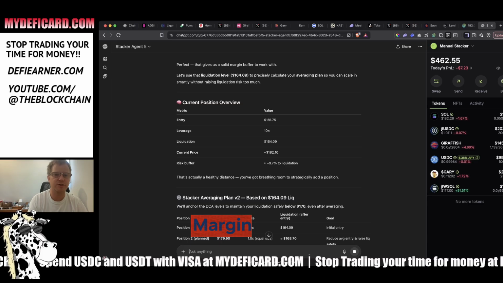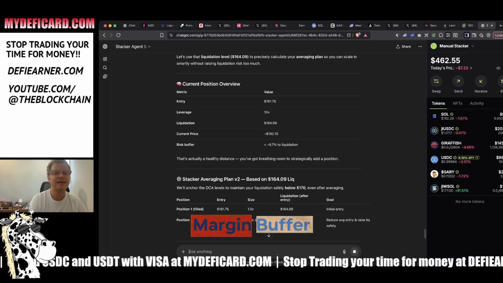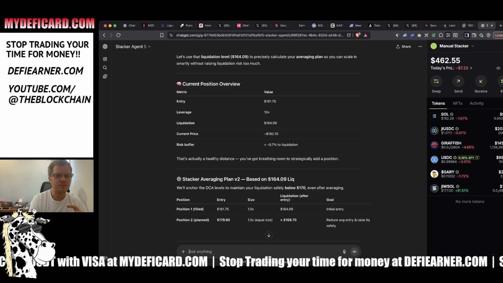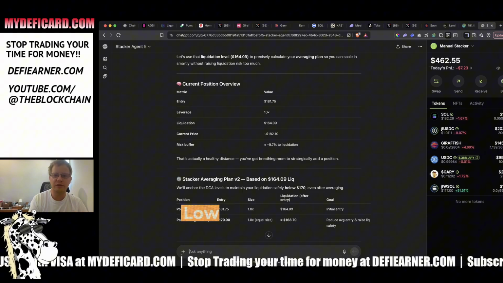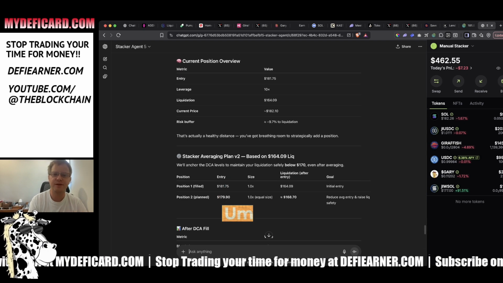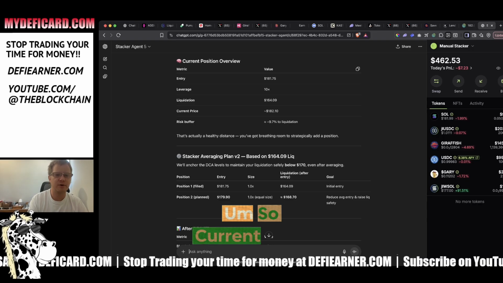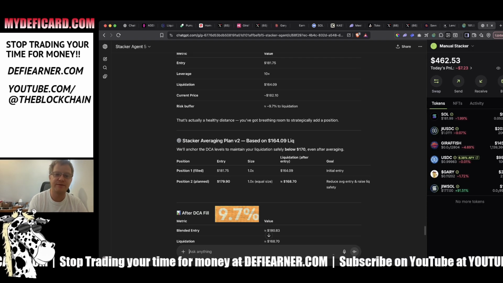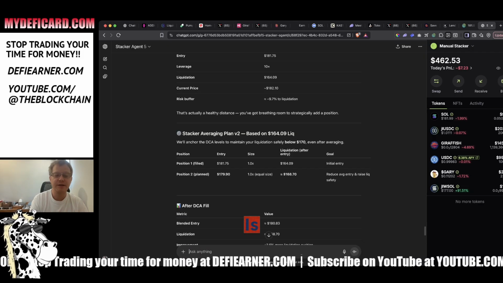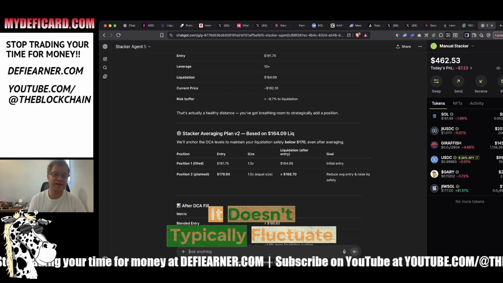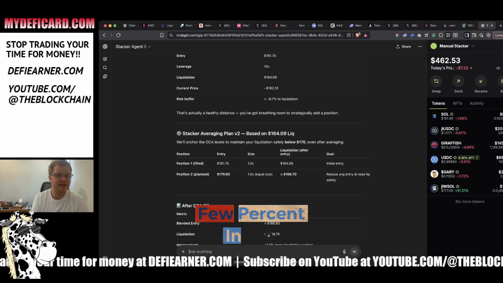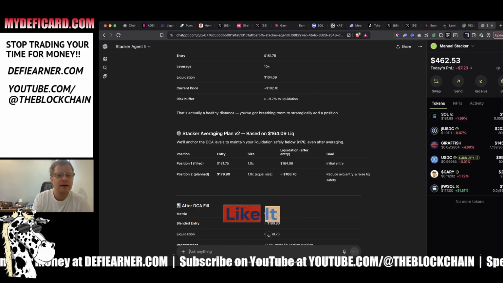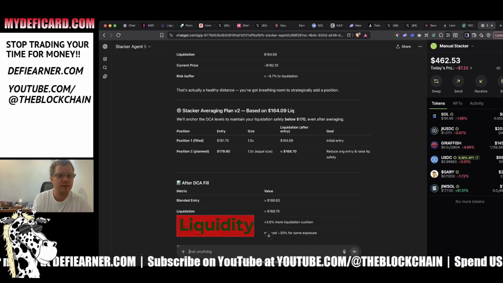Okay, perfect. That gives a solid margin buffer. See, I don't think it's understanding Jupiter's margins. Very good low liquidation, which is great. So current price 182.10, risk buffer 9.7% to liquidation, which doesn't typically fluctuate that much. It's usually just a few percent in the day, unless there's a big thing, and then it might shoot up, shoot down.